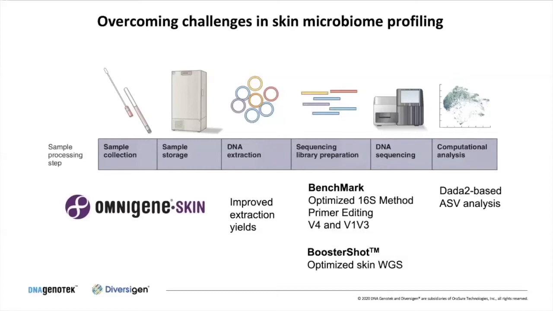And these improved extraction yields allow us not only to access a lot of these samples for 16S or amplicon sequencing, but also open up the possibility of doing shotgun sequencing on a large number of samples. And so at Diversigen, we're currently offering both V4 and V1-V3 analysis for skin microbiome samples. And we have a DADA2 based ASV analysis pipeline for doing the actual classification and analysis of that data.